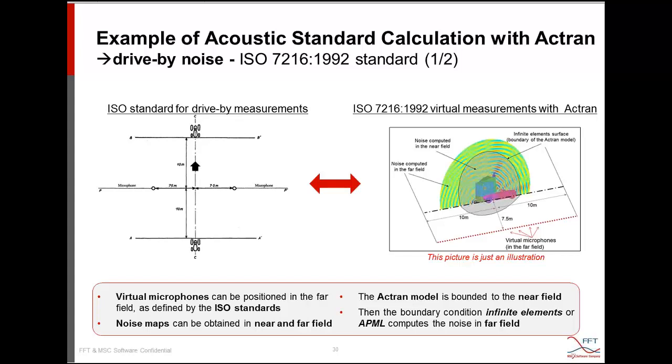Now taking the example of the pass-by noise covered by the ISO standard 7216, the tractor is driven on 20 meters with two microphones located halfway, 7 meters away from the tractor or the combine. In the simulation, the vehicle can be modeled in Actran, and a line of virtual microphones allows computing the noise in the same condition as during experiments.